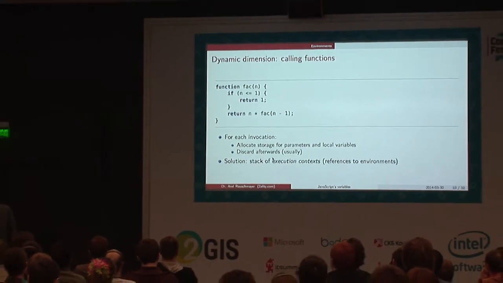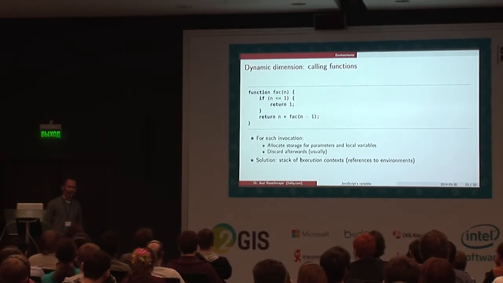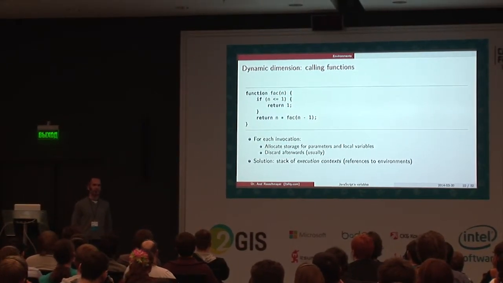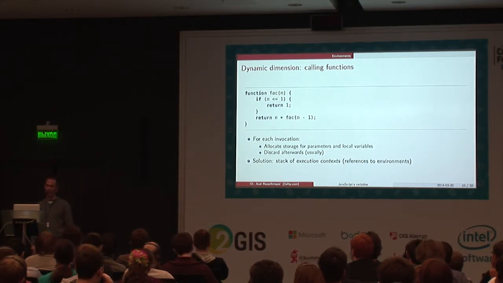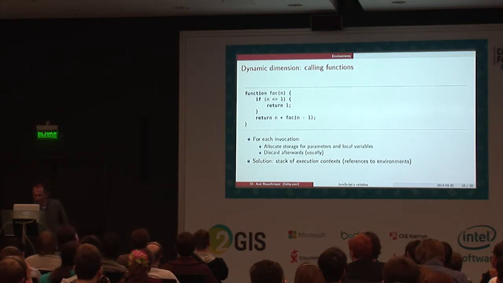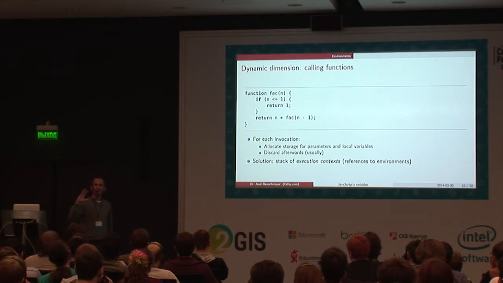What the ECMAScript specification says is that if you are a JavaScript engine, in order to manage the environments, you will have a stack of so-called execution contexts, and these are simply pointers to environments. That is still a bit difficult to understand, very abstract, but we'll look at an example now.